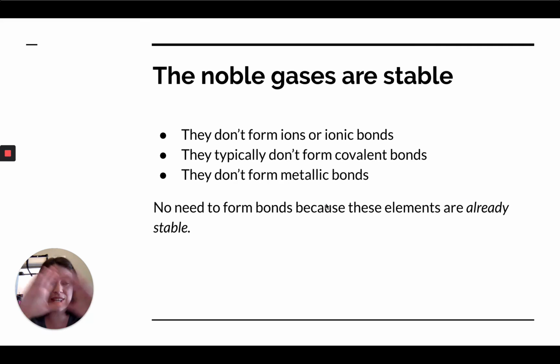So the key characteristic of the noble gases is their stability. They're not going to form ions, which means no ionic bonds. They don't need to share any electrons in order to get their electron shell full. They already have a full outermost electron shell, so they're not going to form covalent bonds. And of course, they're not metals, so they can't do metallic bonds anyway. So these things aren't going to form bonds because they are already stable.